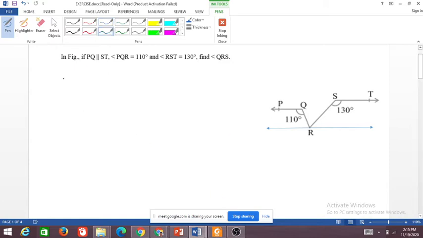So, we did a construction here. We drew a line. Let me name this line AB. I drew a line AB parallel to ST. Now, can you tell me how to find this angle QRS? Ma'am, alternate interior angles are equal, and the angles that lie on the same side of the transversal are equal to 180 degrees, ma'am. Okay. And then?